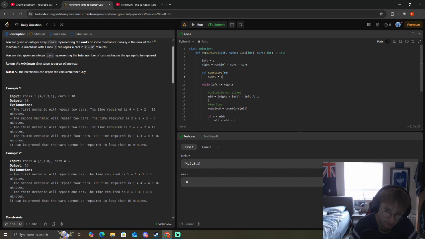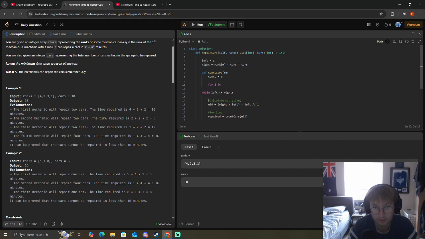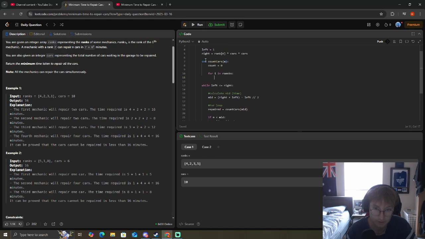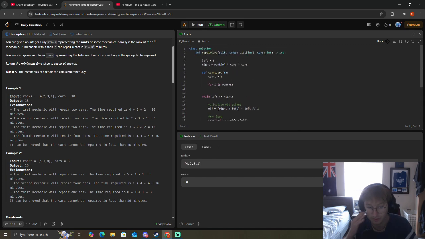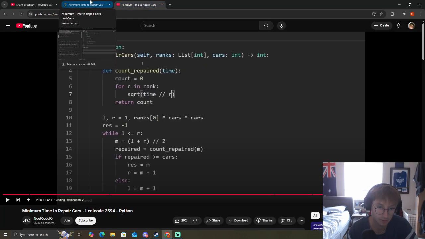Create a count here, and we loop through for i in ranks. Did we find ranks? We do the count plus equal to the square root of... shit, what was the formula, dude? I don't remember. Time over R.